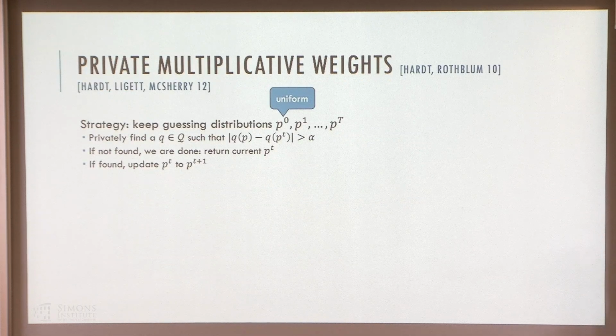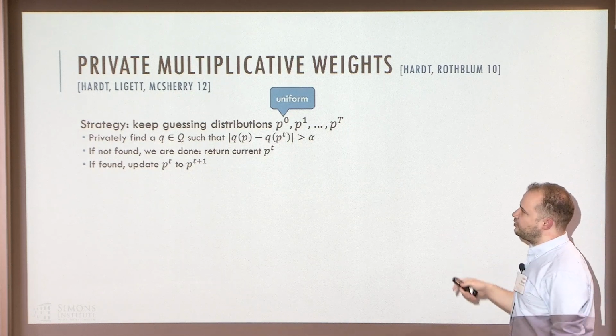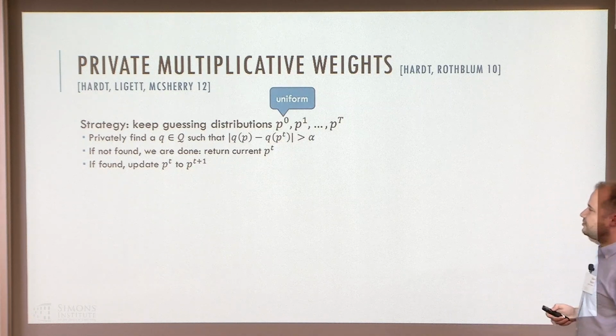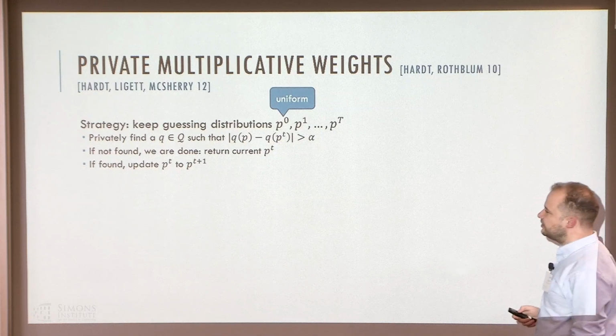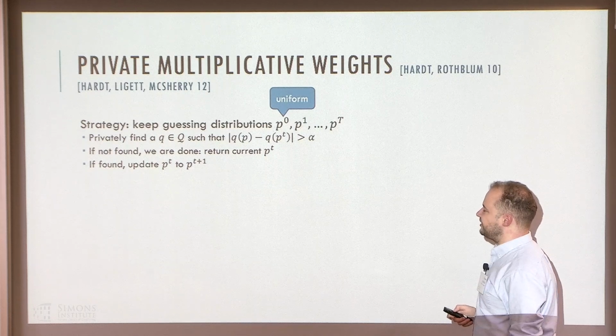So this is the private multiplicative weights mechanism. I think what Rachel described was closer to what was actually here in this paper by Hart and Rothblum, which was an online mechanism. I'll describe the offline version of it, which is in a slightly later paper. It's a little simpler to analyze, I think.